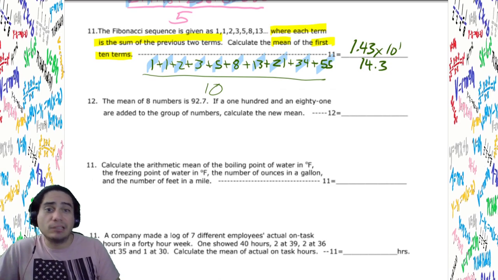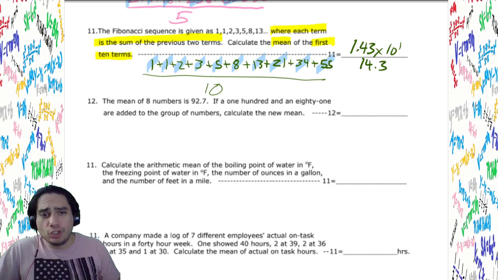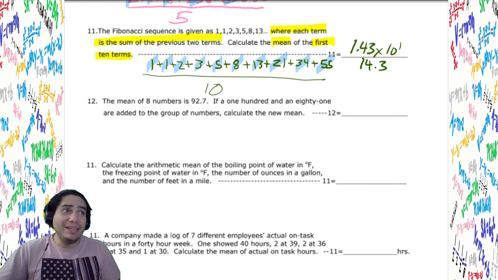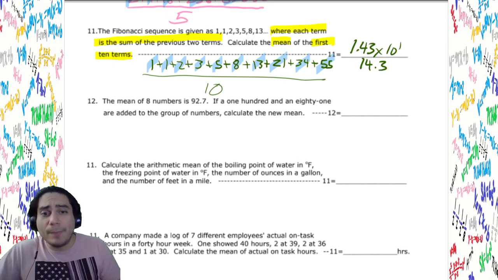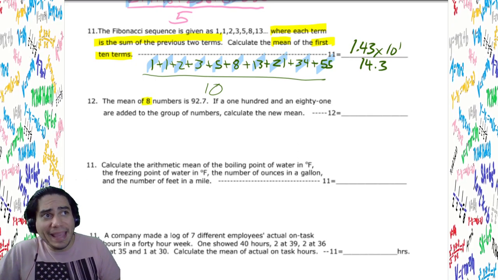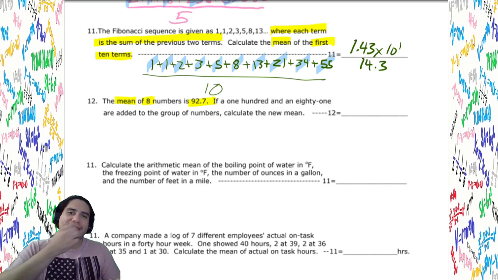In this case, they already tell us we got an average. The mean of eight numbers is 92.7, all right? So how did they do that? Well, they added up eight numbers and then divided it by eight to get the mean, which is 92.7, okay?